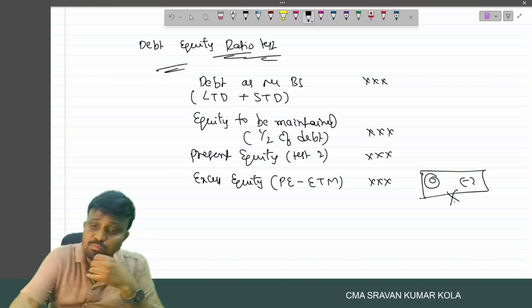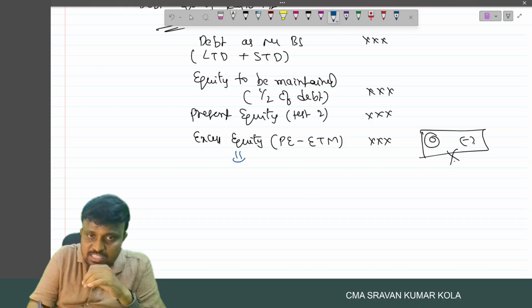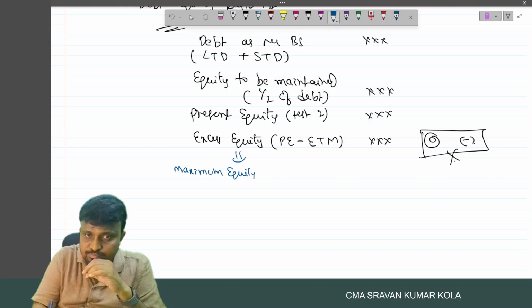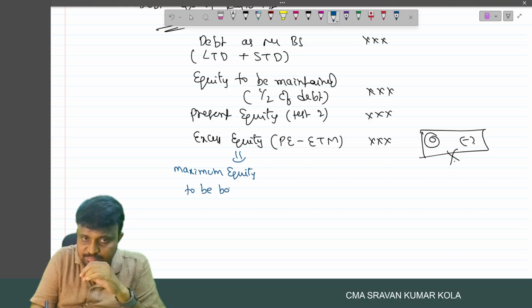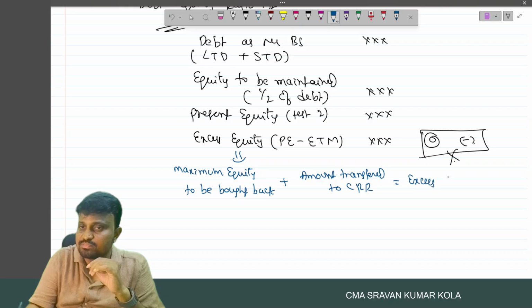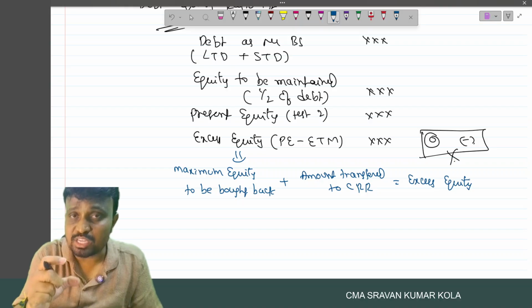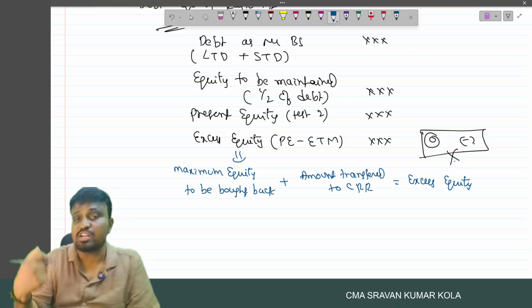Okay. And one more important point: what is the excess equity? Here, excess equity is the maximum equity to be bought back, and the amount required to be transferred to CRR. So the maximum equity to be bought back plus the amount required to be transferred to CRR is covered by the excess equity.